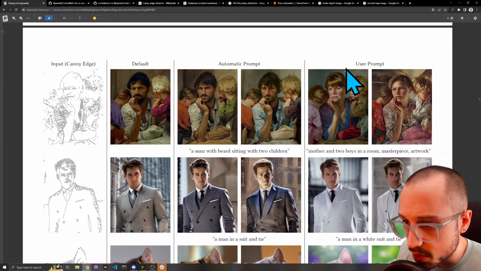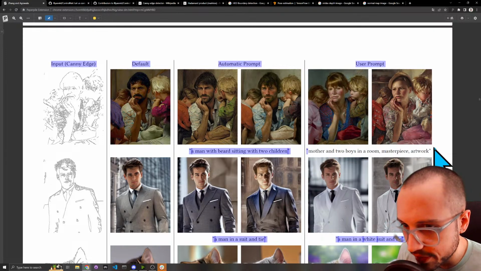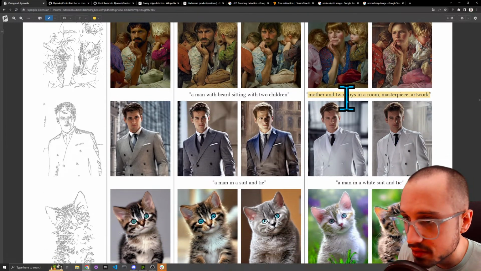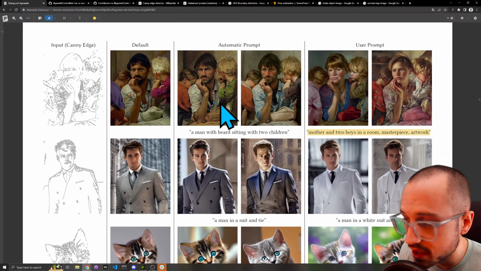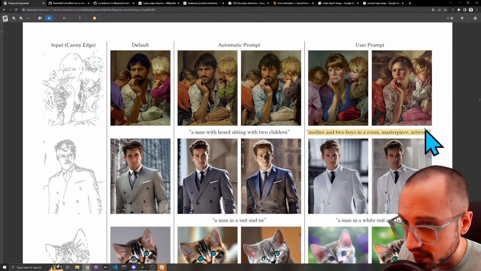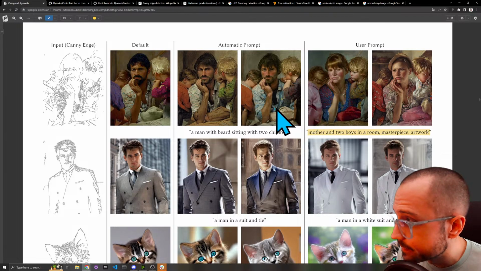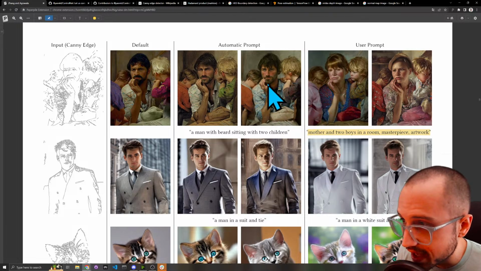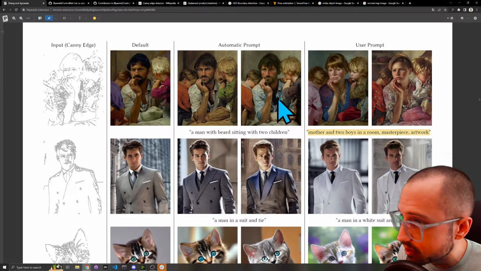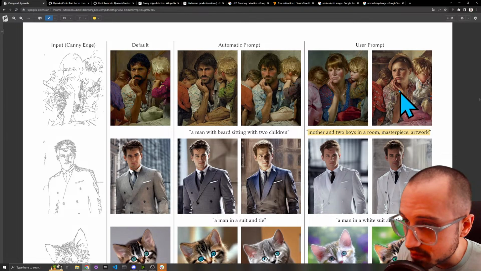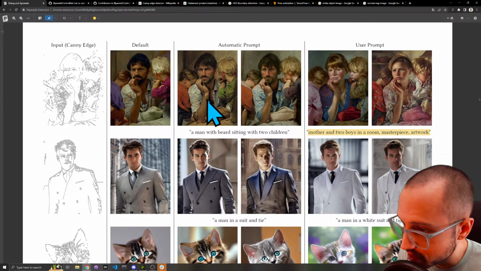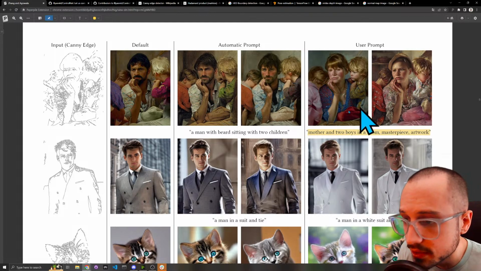Then user prompt. So now the authors are coming up with this prompt here, and then they're basically feeding this, and then this prompt, and then Stable Diffusion is doing the rest. The one thing to notice here is the hands, right? So notice how this hand is actually pretty good for Stable Diffusion standards.